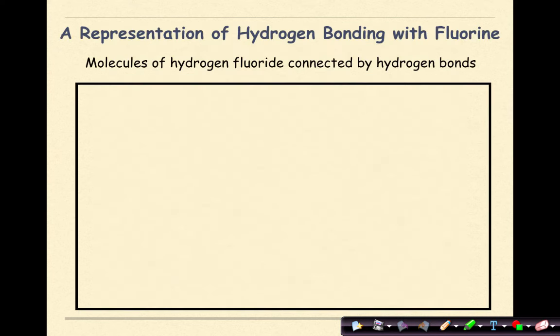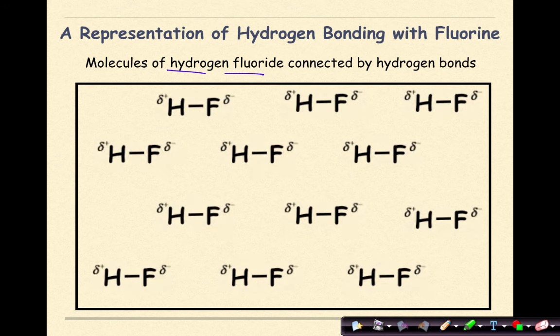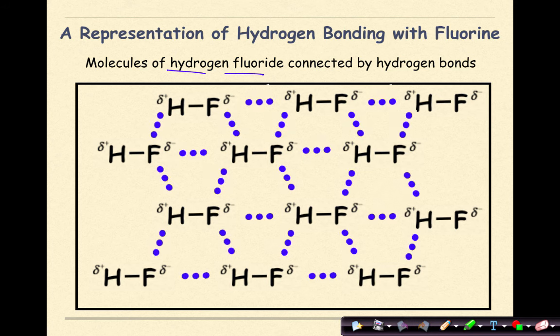A representation of hydrogen bonding with fluorine. Molecules of hydrogen fluoride connected by hydrogen bonds. So here's my hydrogen fluoride, where the hydrogen is slightly positive and the fluorine is slightly negative. And we can see the hydrogen bonding that would occur, this force of attraction, between neighboring hydrogen fluoride molecules.